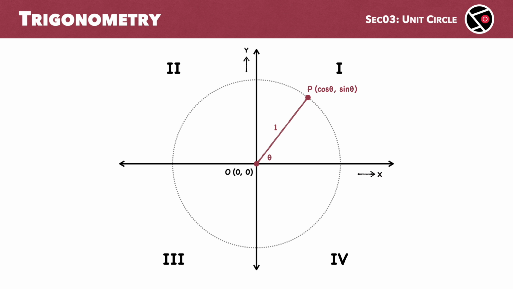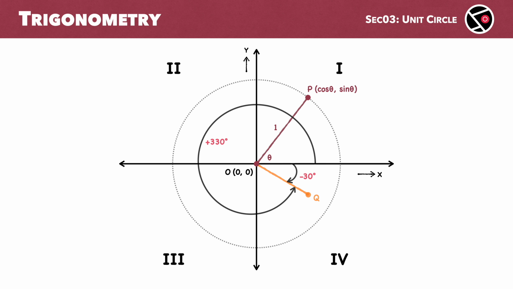The rule is simple. Angles measured in the anti-clockwise direction are positive. Angles measured in the clockwise direction are negative. For example, take a point Q in the 4th quadrant. The line OQ makes an angle of 30 degrees clockwise with the positive x-axis. Since it's clockwise, we write this as minus 30 degrees. If you measure the same angle in the anti-clockwise direction, it would be plus 330 degrees.